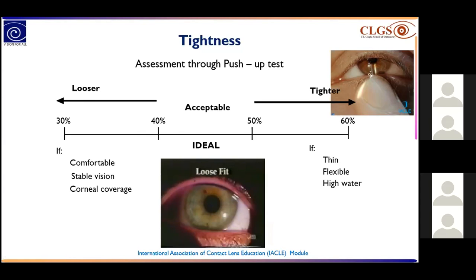And if it seems that the lens is having a flat fit, then you have to give a percentage less than 40%. So this is just an approximate idea we have to give.